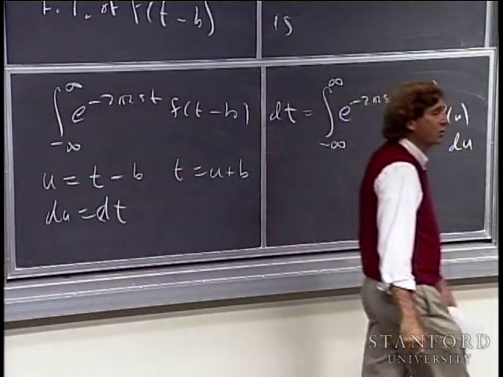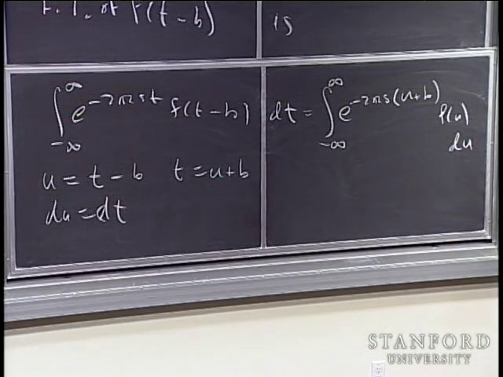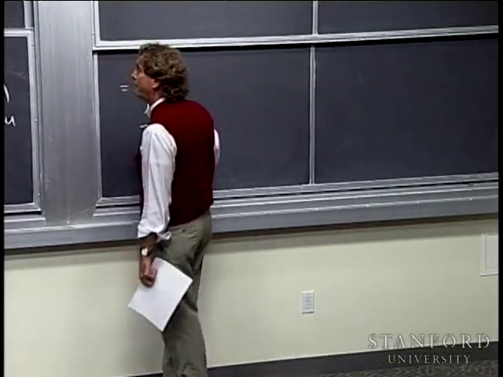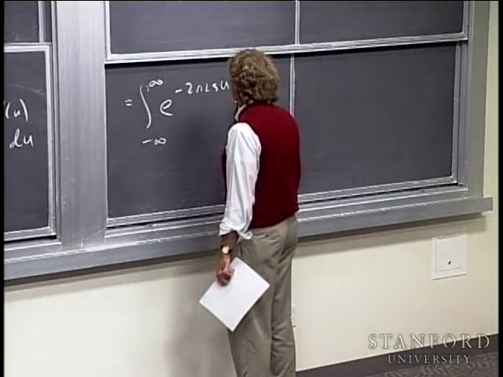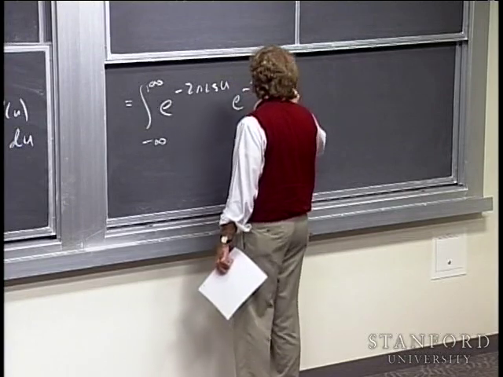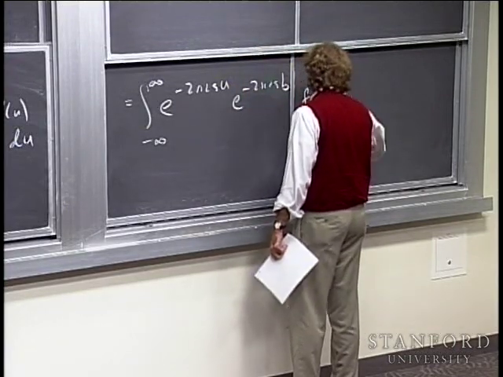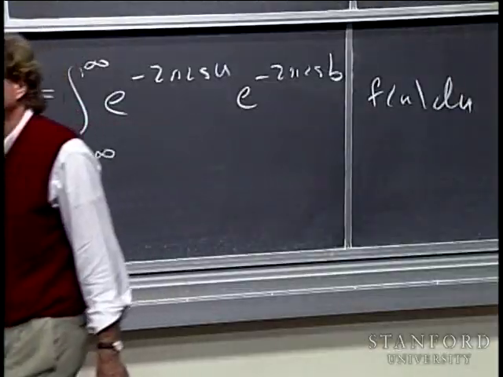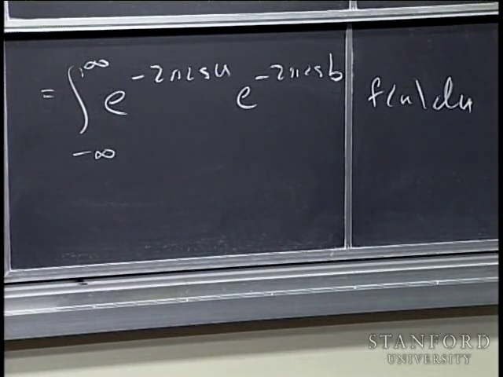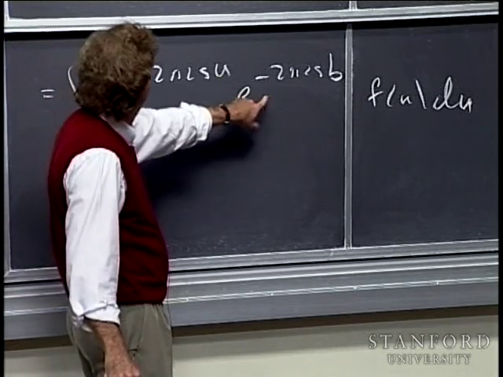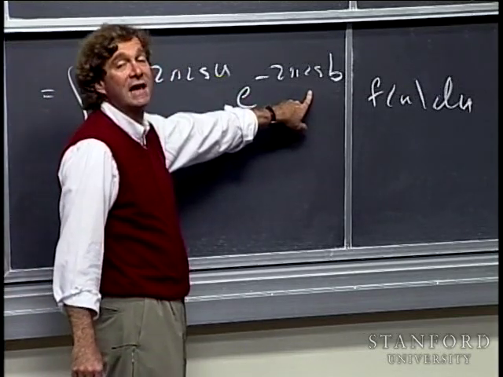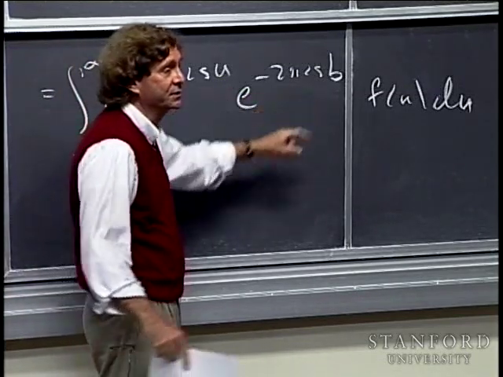And now the thing that's crying out here is to manipulate the complex exponential. So write that as the integral from minus infinity to infinity, e to the minus 2 pi i s u times e to the minus 2 pi i s b f of u du, and realize that because I'm integrating with respect to u, this second complex exponential, e to the minus 2 pi i s b, does not depend on u, so it comes out of the integral. It's a constant as far as integration is concerned.